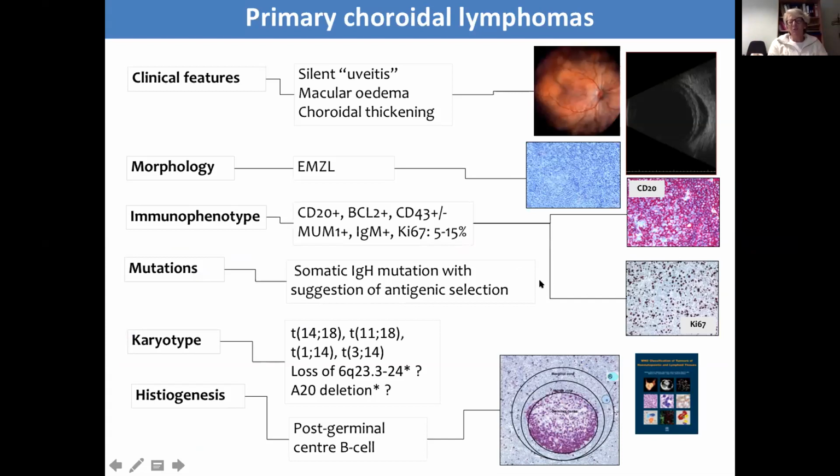So just to emphasize, this is a low-grade B-cell lymphoma. They're distinctly different from the vitreoretinal lymphomas, which are highly aggressive. The primary choroidal lymphomas do not have an association with the CNS, and they are more often than not recognized and treated with low-dose radiotherapy.